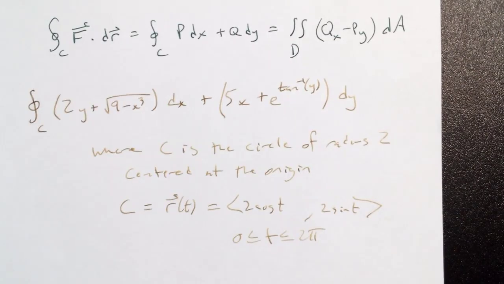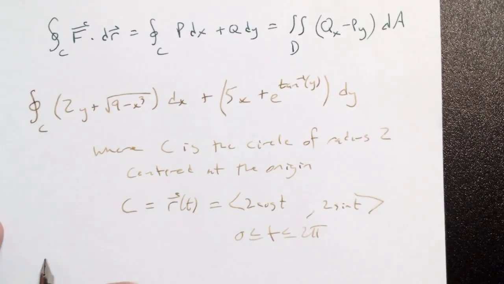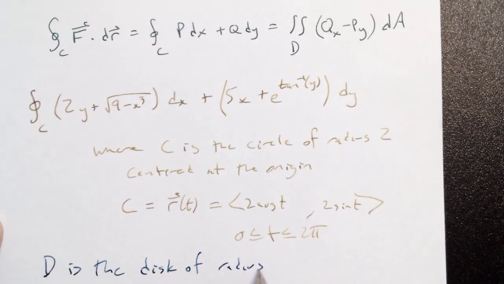So in this situation, D is the disk of radius 2, centered at the origin. Describe that to me in polar coordinates.